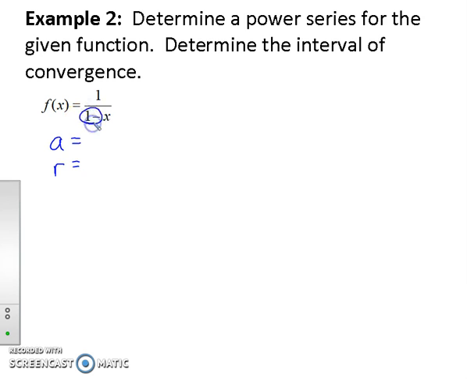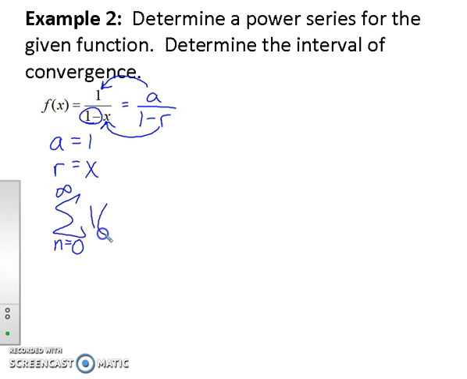Now notice here, this says 1 minus, which is exactly what I want it to say. Since that's in 1 minus form, then I immediately know that this is my a and this is my r. Okay, so then my sigma notation for my power series is going to be the sum from n equals 0 to infinity of a times r to the n. That's your power series. That's all you have to do. Then to determine the interval of convergence, you take that r and put the absolute value of it less than 1, which would mean that your interval is -1 to +1.